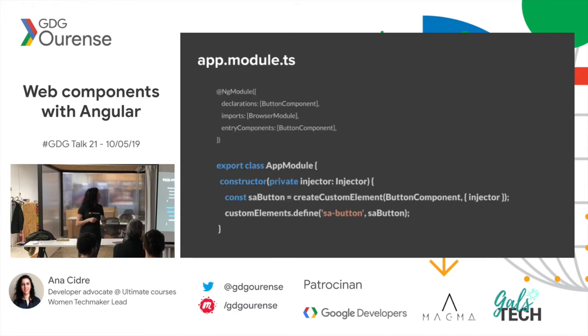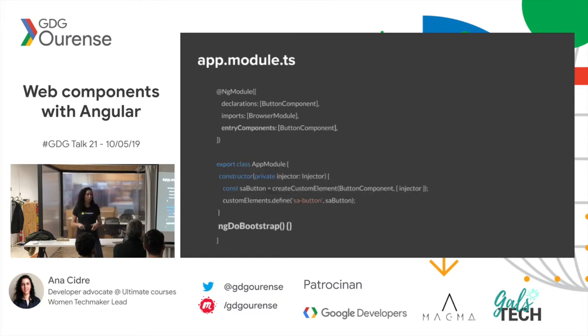Then we're going to export it, and here is where we use that create custom element method that I was talking about, just so that we have access to that method that we had previously. So the customElements.define, and again we give it a name and a selector. And this is what we want to bootstrap up. So here's where we do an ngDoBootstrap. And that's your custom element done.